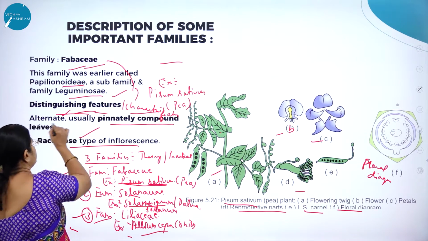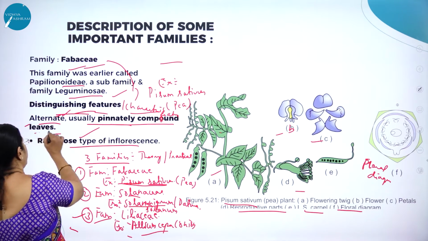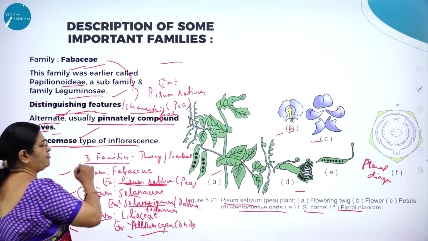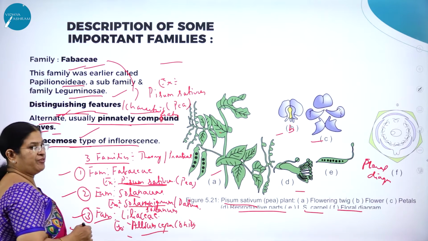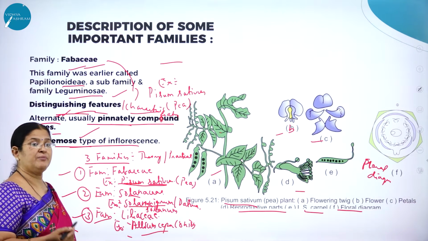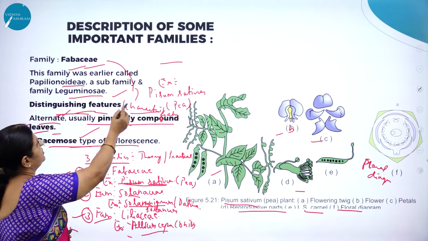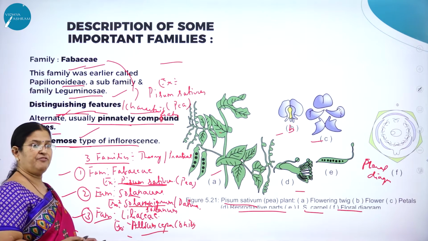What are the characteristic features? How is the leaf? Leaf is alternate, usually pinnately compound, already you have studied. Then what type of inflorescence it is? Racemose type of inflorescence, which you can also call as indefinite or indeterminate type of inflorescence. Now we'll move on to the remaining characters of this very important family called Fabaceae.